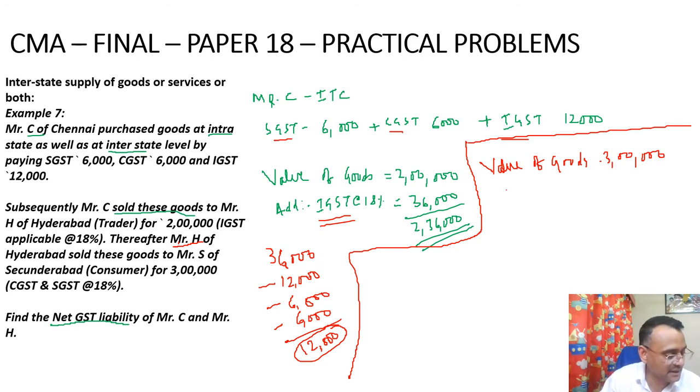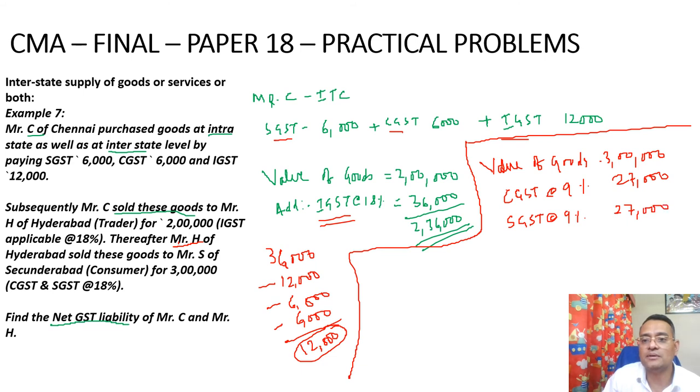So CGST, as explained earlier, CGST and SGST, if given at the rate 18%, that means it will be half of that. So CGST at the rate 9% is 27,000 rupees. Then SGST at the rate 9% is again 27,000. So total value is 3,54,000 and output GST liability total is 27,000 plus 27,000, that is 54,000.